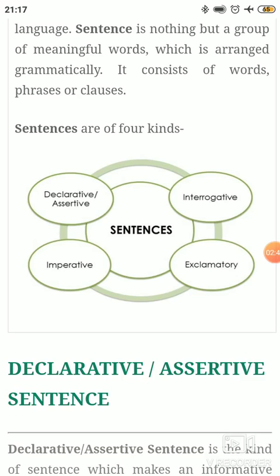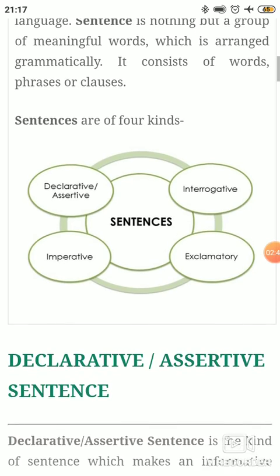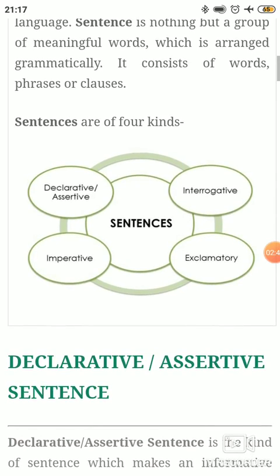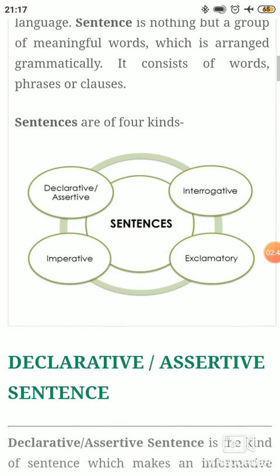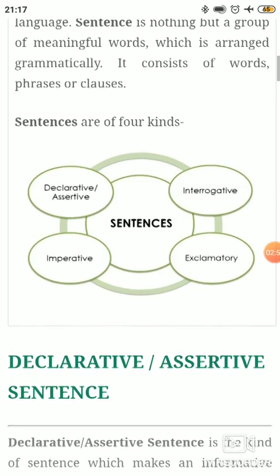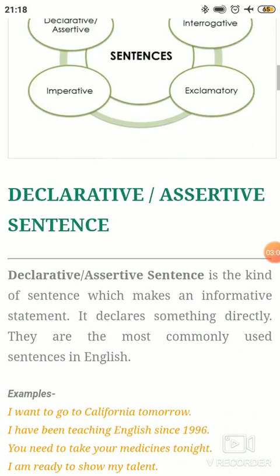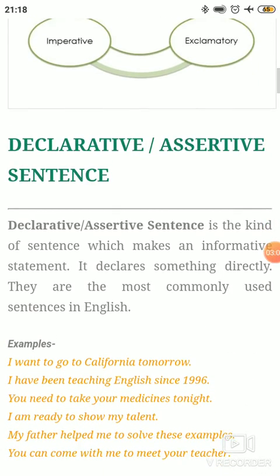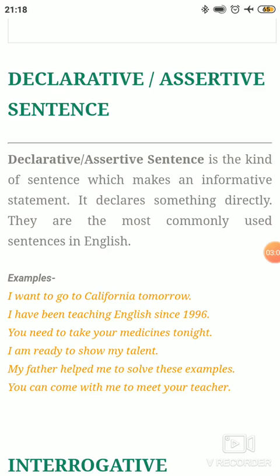So there are basically 4 types of sentences. First is declarative or assertive. Second one is interrogative. Third one is imperative. And fourth one is exclamatory. So one by one we will look at the different definitions, then the examples. The first one is declarative or assertive sentence.